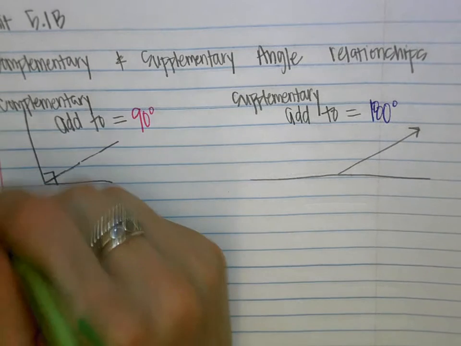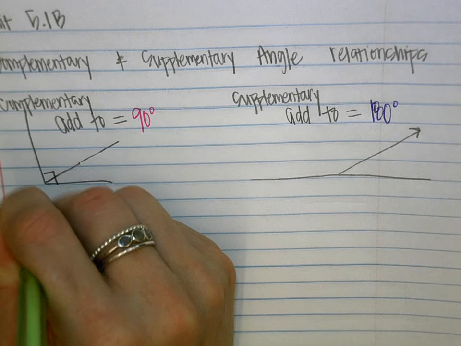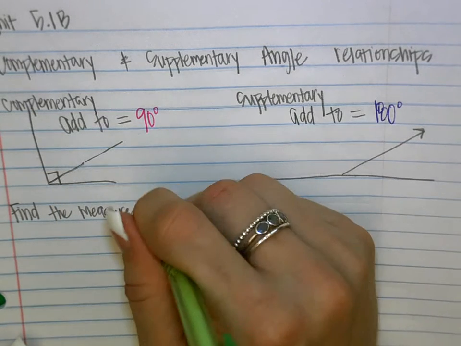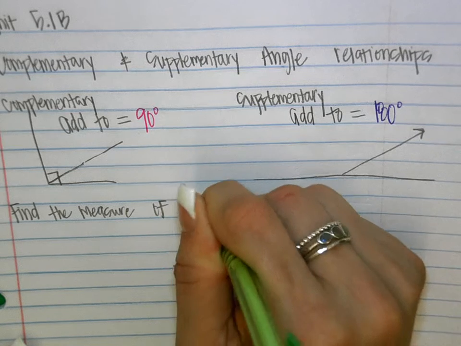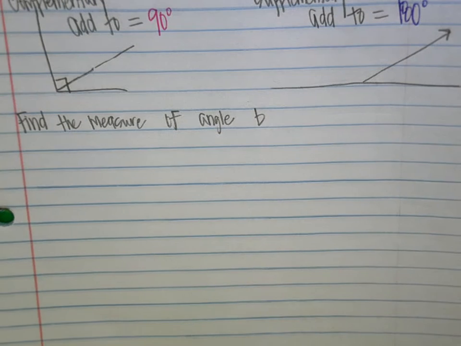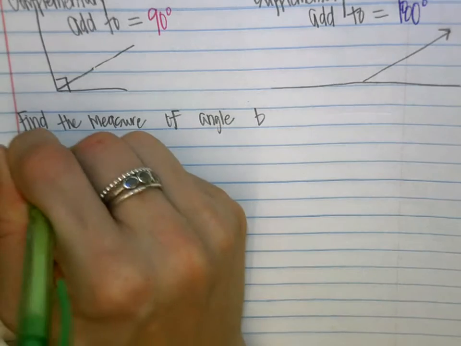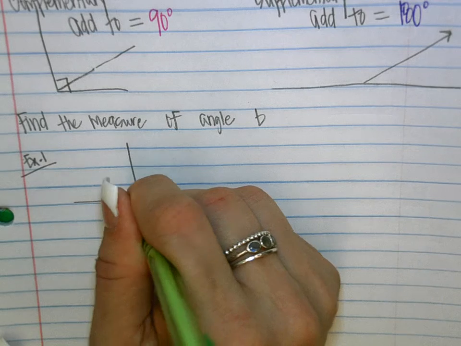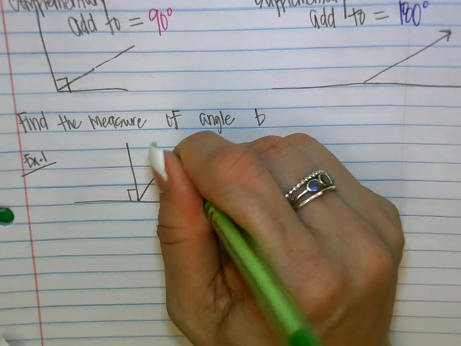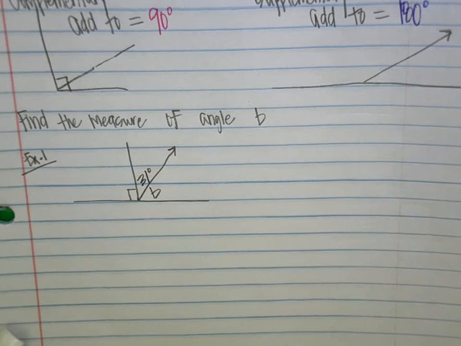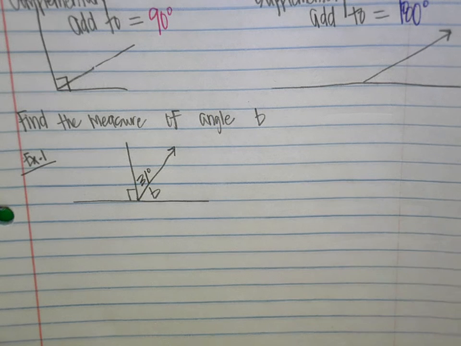Okay, so first thing you're going to do is I'm going to ask you to find the measure of angle B. Find the measure of angle B, and this is going to be just like how your homework is tonight, or how your work is today. Okay, find the measure of angle B. So for example number 1, if I give you a flat line, cut it in half, you're going to have a box there. I'm going to cut it again. I'm going to tell you that this is 31 degrees and this is B. I want you to find the measure of angle B.